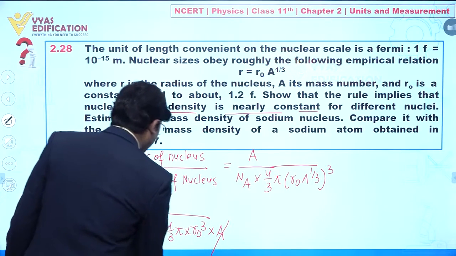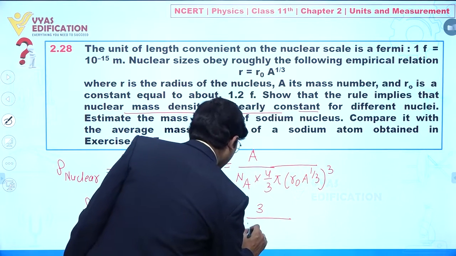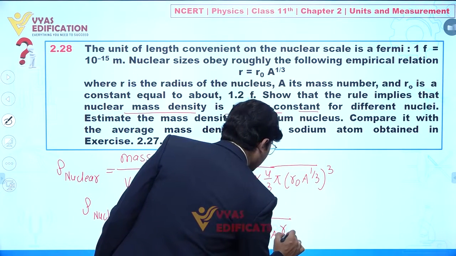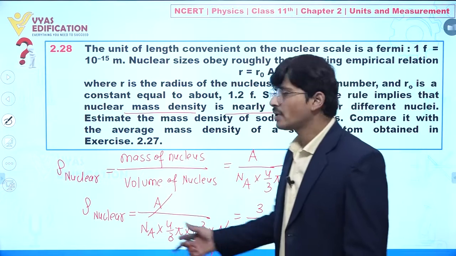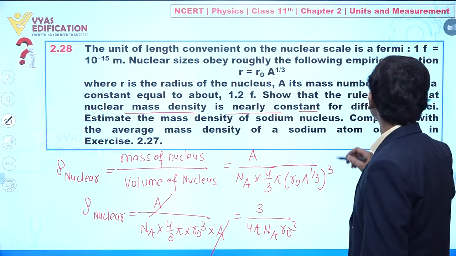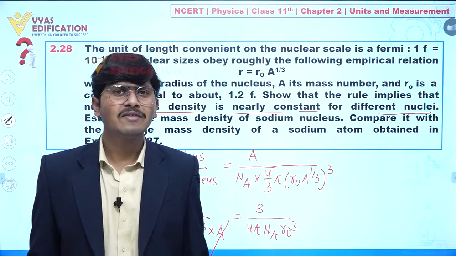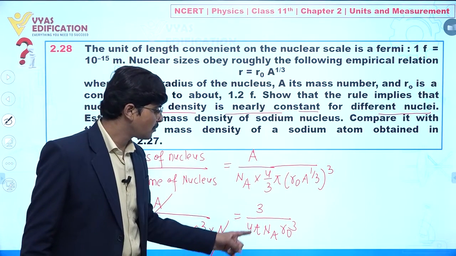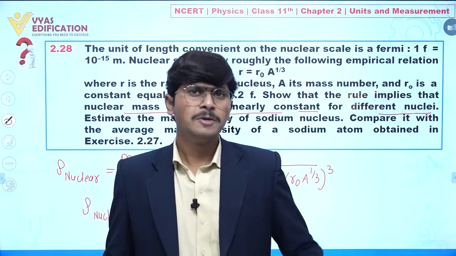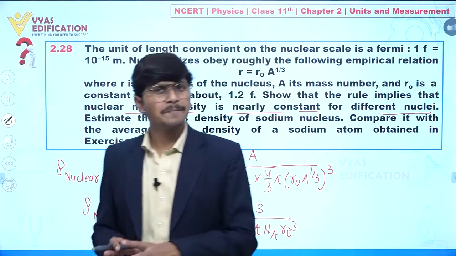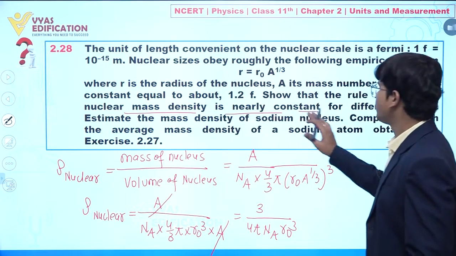Clear? From here A and A cancel out. So we can write this as 3 divided by 4 pi Na, and this is R naught cube. Yes or no? So this is the value of nuclear density. Now nuclear density is constant for different nuclei, because although different nuclei have different mass number, the value of 3 upon 4 pi is constant, Avogadro number is constant, and R naught is constant. It means nuclear density for different nuclei is the same, because here we do not have any term of mass number. Clear? So this statement is now proved.